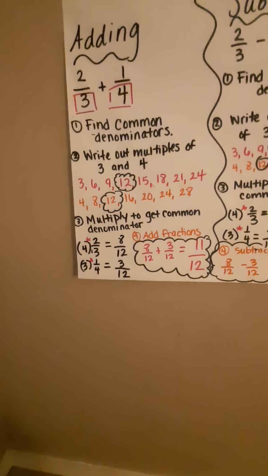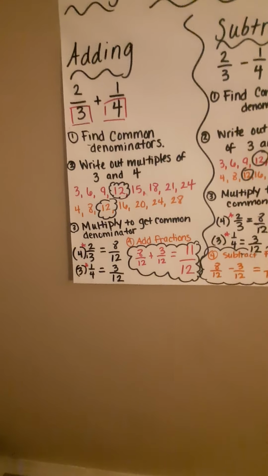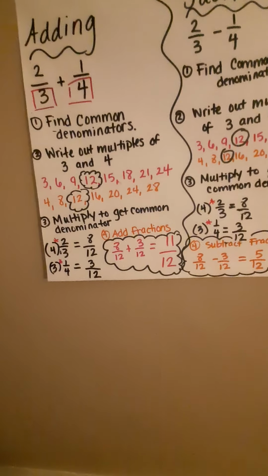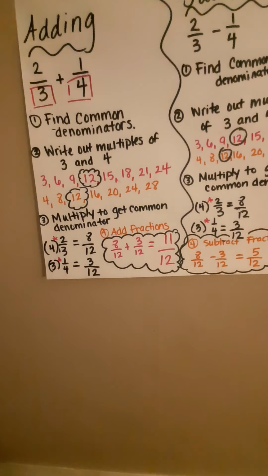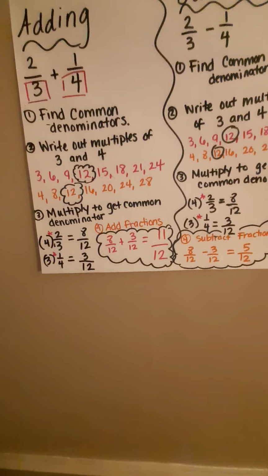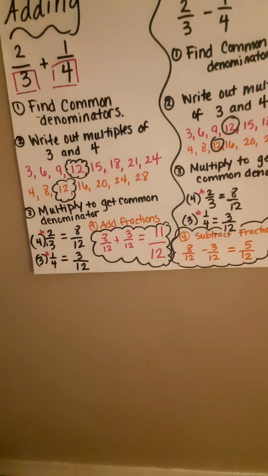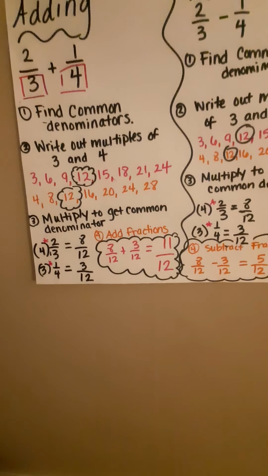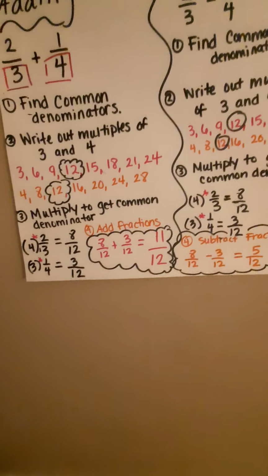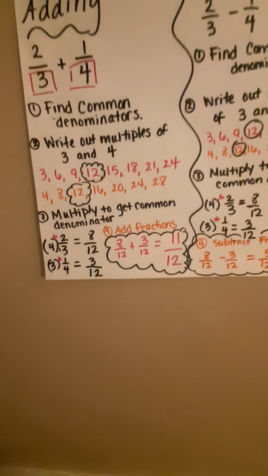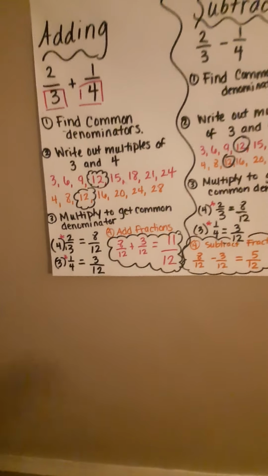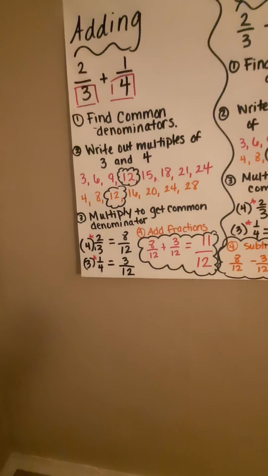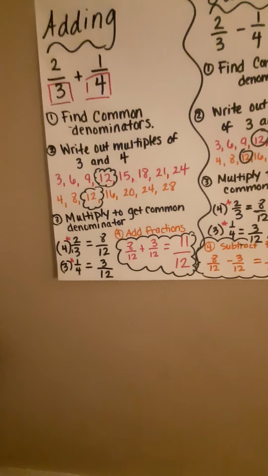How do you do that? Well, you write out the multiples of both your denominators, in this case, 3 and 4. As you can see, I wrote out the multiples of both 3 and 4. 3, 6, 9, 12. 4, 8, 12. As I was writing, I found that 12 is a common multiple of both 3 and 4. When you write out the multiples like I did, it is so much easier to point out the common multiple of each denominator.